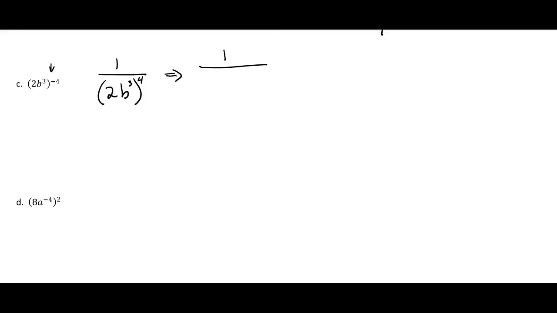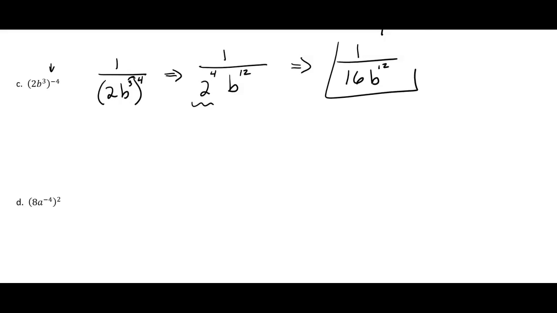All right, 1 over, now I'm going to have 2 to the 4th and b to the 12th, right? Because I got to multiply those exponents there. But now that 2 to the 4th, they're going to want me to multiply that out. So it's going to be 1 over 16b to the 12th. Okay.